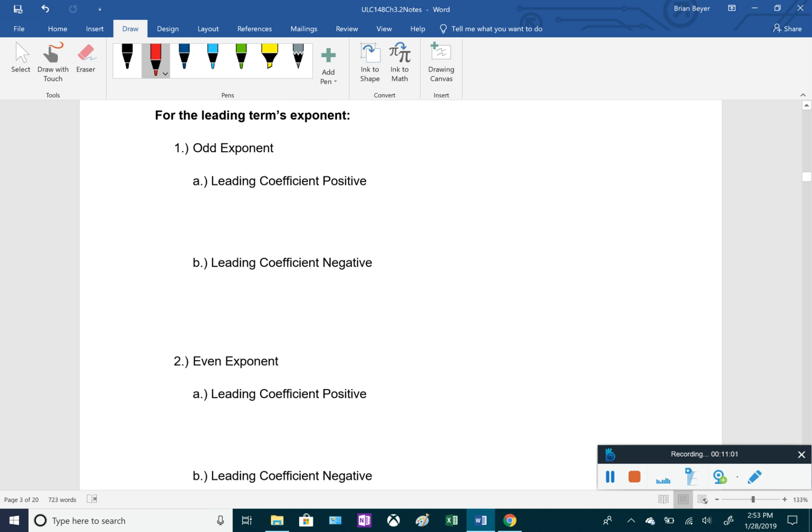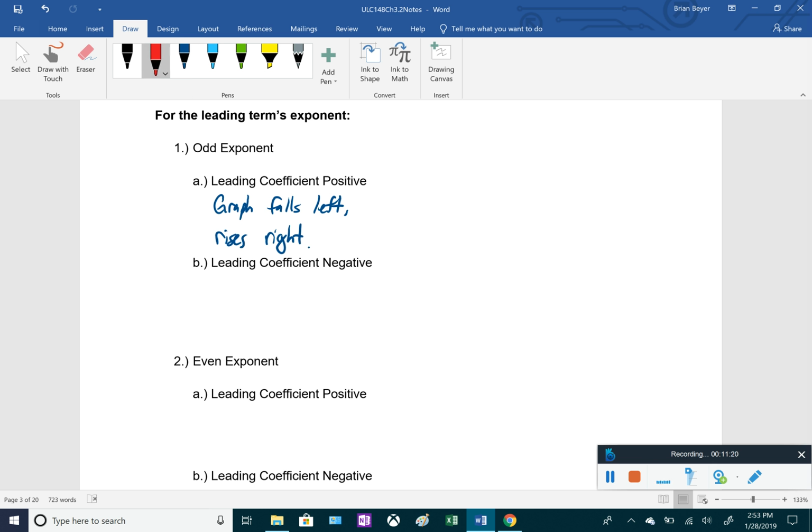So if we have an odd exponent and the leading coefficient is positive, what that means is that the graph is going to fall left and it rises right.